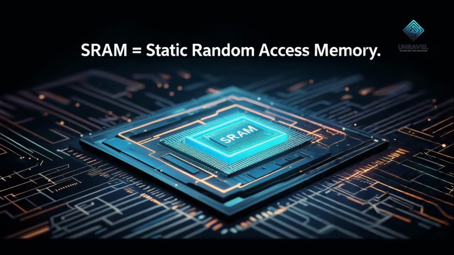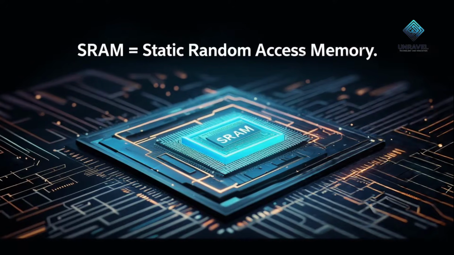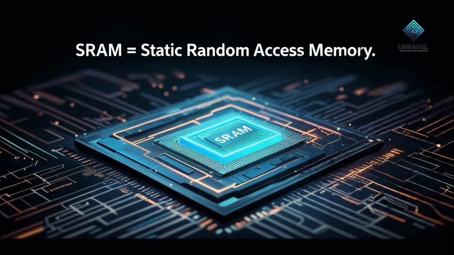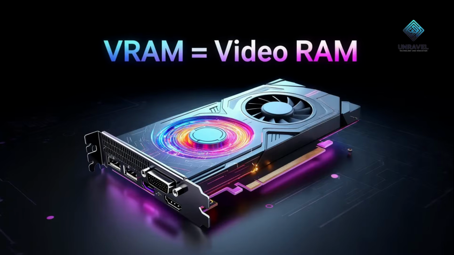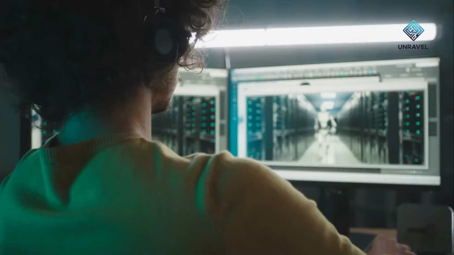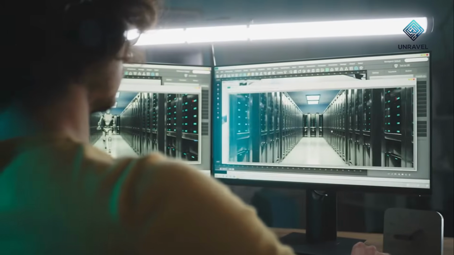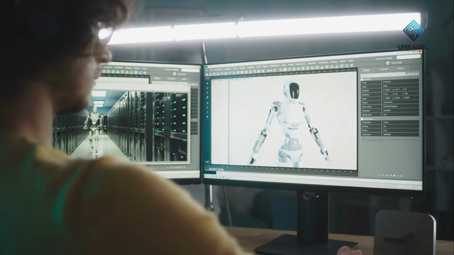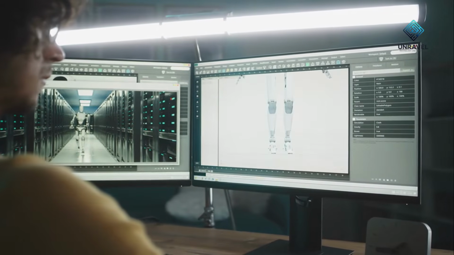Another type is SRAM, Static RAM. This is faster and more stable, but it's also more expensive and usually reserved for special uses like cache memory inside CPUs. And then there's VRAM, Video RAM. This is the dedicated memory on graphics cards. It's crucial for handling textures, rendering, and anything involving heavy graphics or AI workloads. Without enough VRAM, your games stutter, and video editing slows to a crawl.